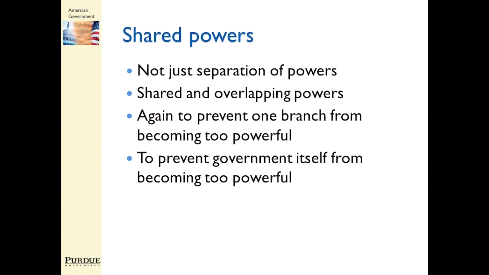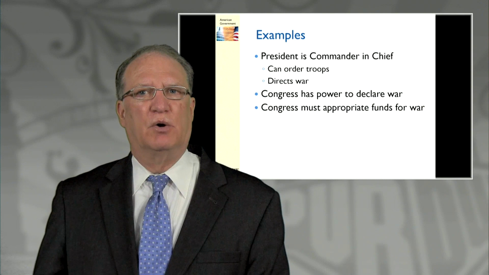So we talked about shared powers, but today we're talking not just about shared powers, but overlapping powers, where each branch is given some part of the other branch's power to limit it. It's to keep an individual branch of government from becoming too strong and to prevent the entire government from becoming too powerful over the people, which, you recall, was one of the concerns of the founders. A few examples we'll go through.